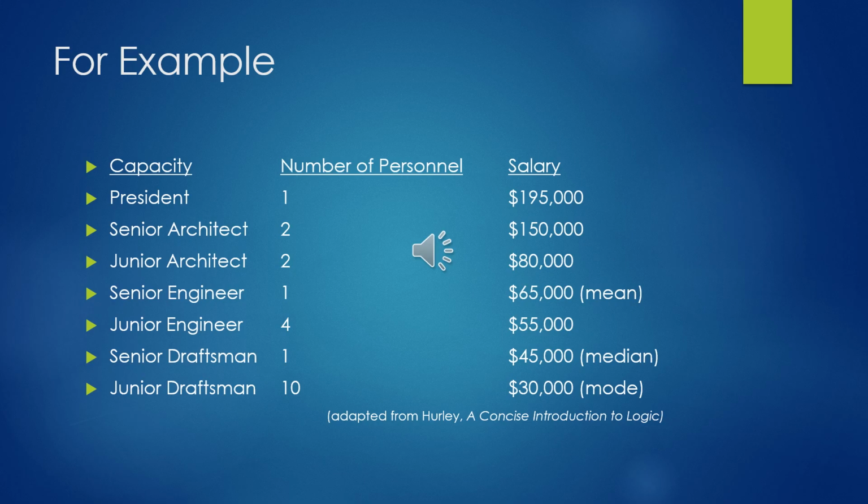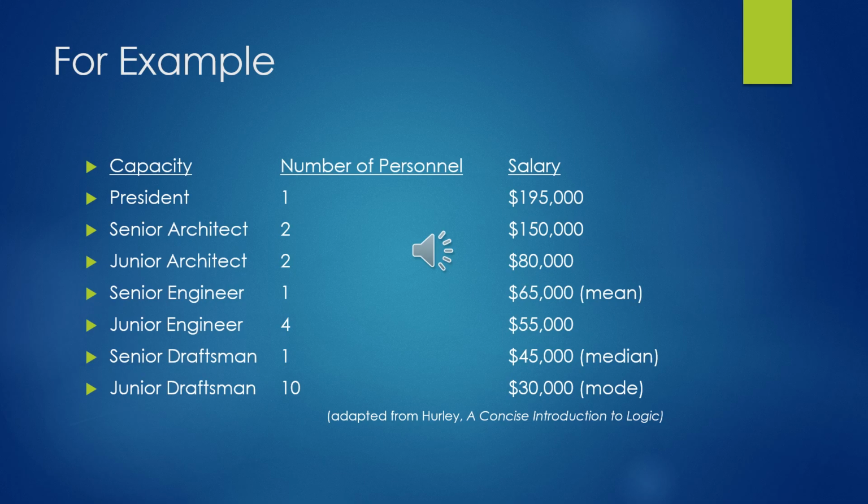So the senior engineer makes $65,000. That's the mean. That's the number you get when you add up all the salaries of all the employees and you divide it by the number of employees. The senior draftsman makes $45,000. That's the median. That's the middle point when you line up all the salaries in order from low to high and pick the middle value. Notice here the mean and the median are quite a bit different from each other. They're $20,000 different. The mode, the salary that occurs most frequently, is $30,000 made by the 10 junior draftsmen. So the mode is the average calculated as the value that occurs most often.